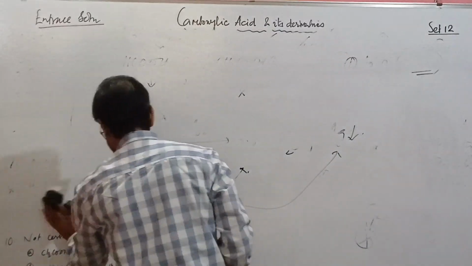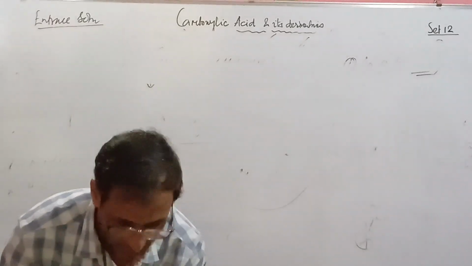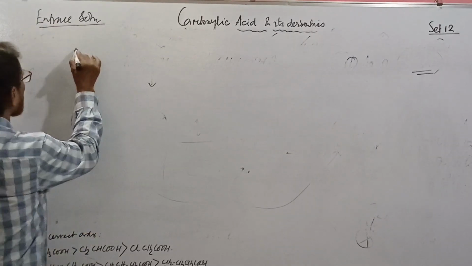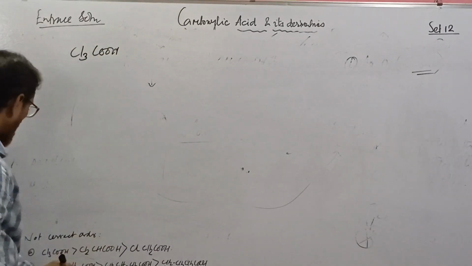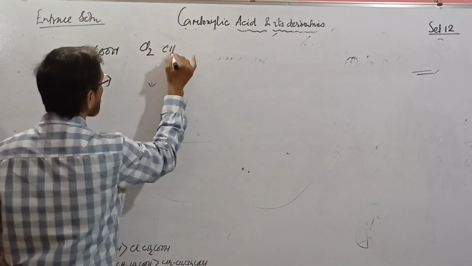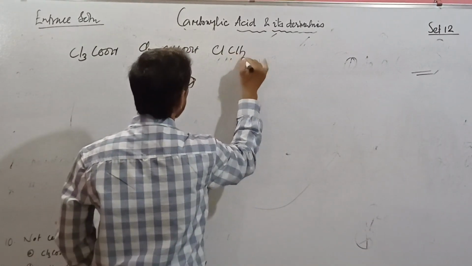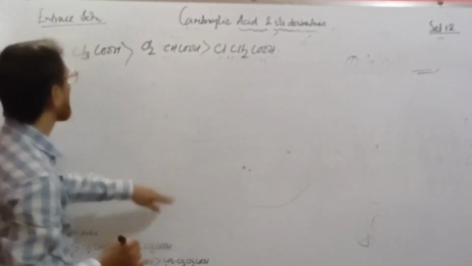So next one is again tremendously important. You see which one of the following orders is not correct. First order is given: CCl3COOH, CHCl2COOH, ClCH2COOH. You may not see properly in the lower part, that's why I have once again written it. You have to check which one is not correct.